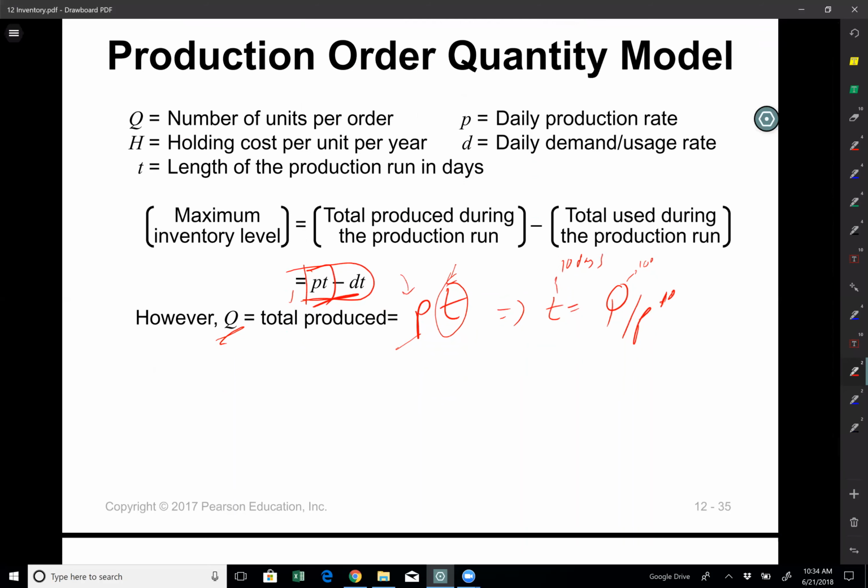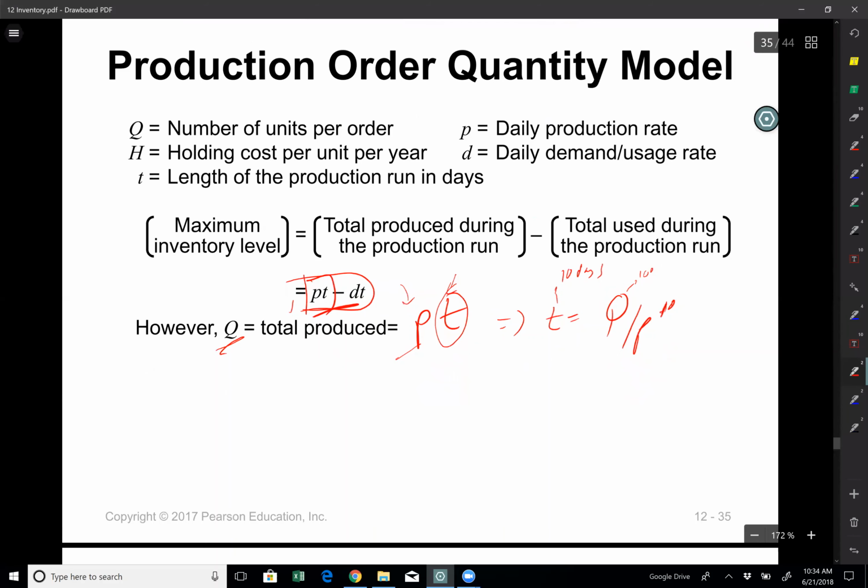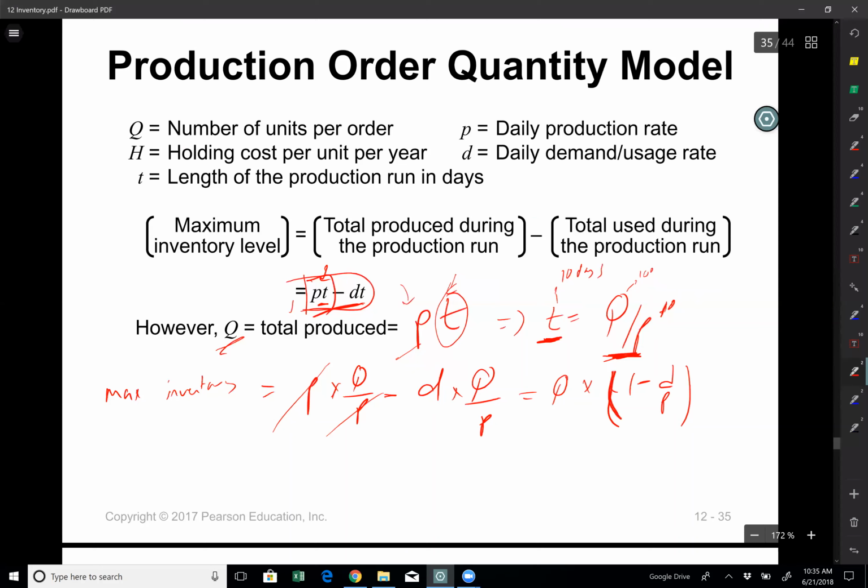All right, so maximum inventory level was PT minus DT. Instead of using that formula now, I will replace all the T's with Q over P. So if I do that, P times Q over P, I just replace this T with my Q over P, is the same thing, right? Minus D times Q over P. Very nice. That means that this P and this P are gone. If I put this in Q parentheses, both sides of the minus sign, I will get Q times 1 minus D over P. That's the same thing. Q times 1 minus D over P.